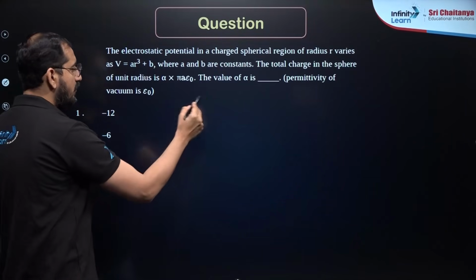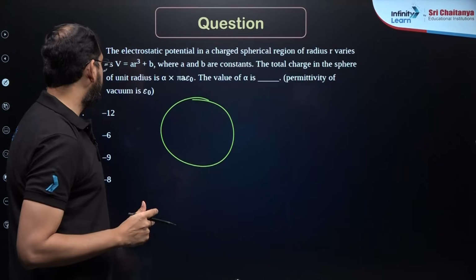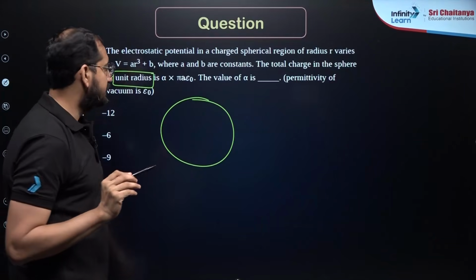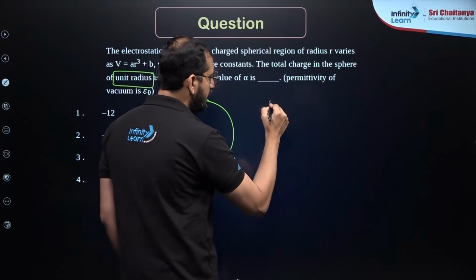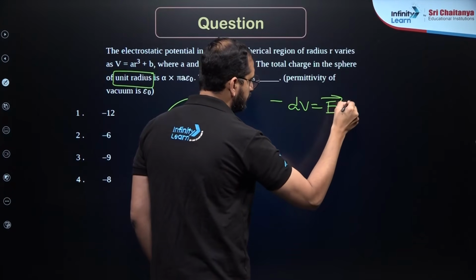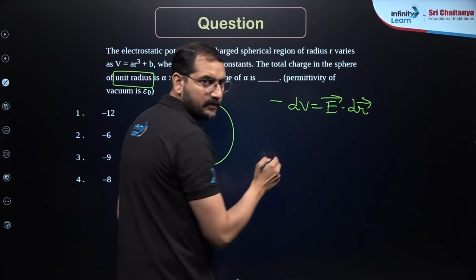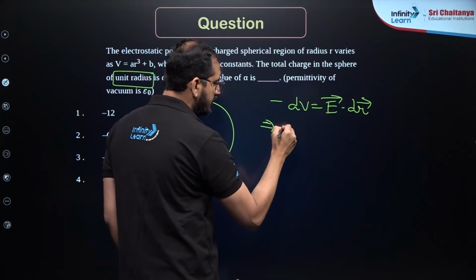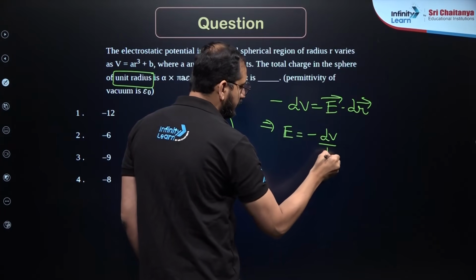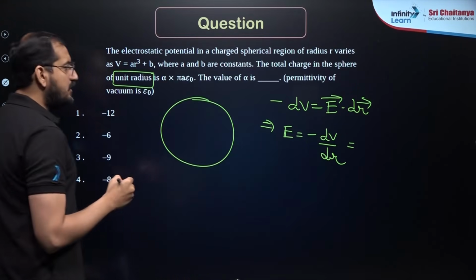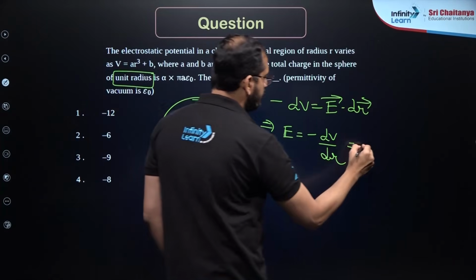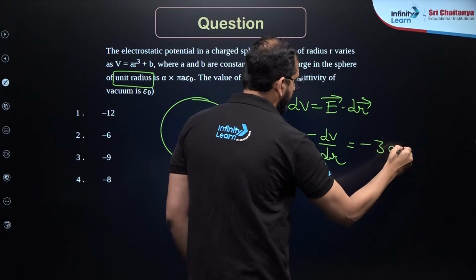I want to find out what is the total charge in this sphere of unit radius. Okay, let's see. We know that minus dV is equal to E dot dr vector, right? It means that electric field is negative of minus dV by dr. So let us try to differentiate this particular equation. After differentiation, I am going to get here minus 3a r square.